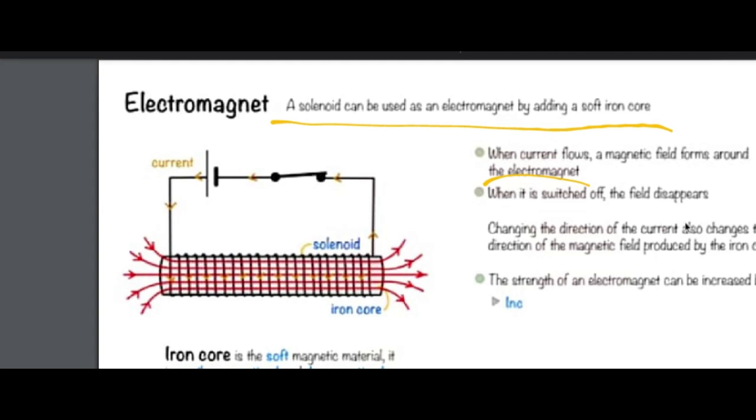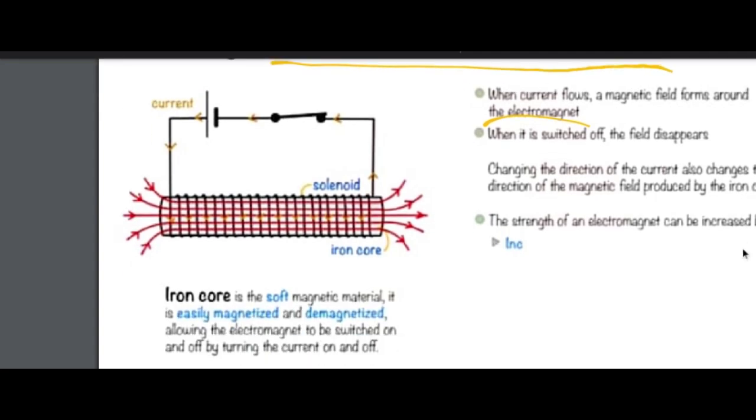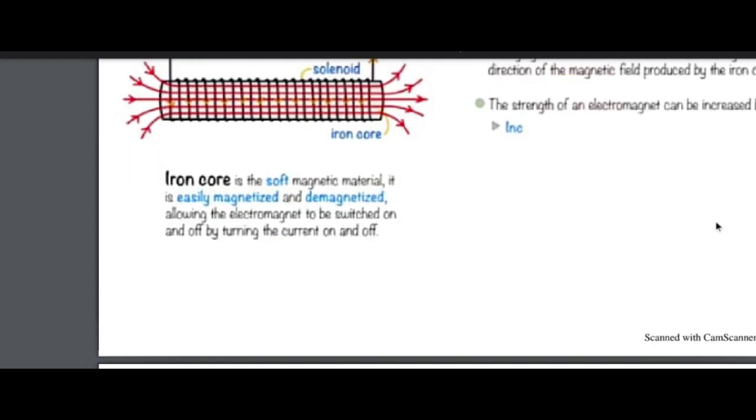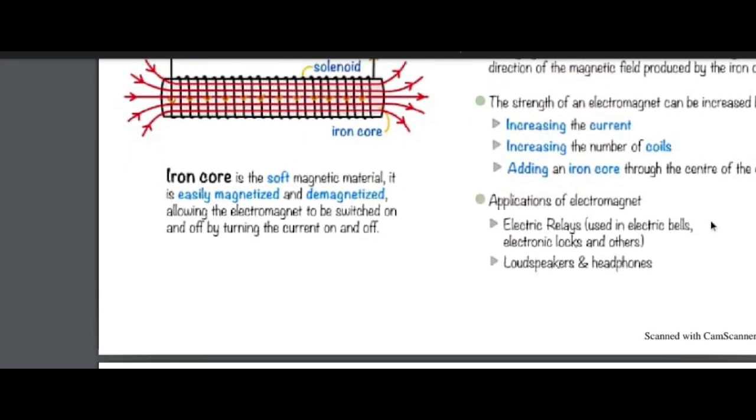Changing the direction of current also changes the direction of the magnetic field produced by the iron core, and the strength of the electromagnet can be increased by increasing the current. These are the very important 3 points. Strength of electromagnet can be increased. For example, this is a magnet, no? This is an iron core.